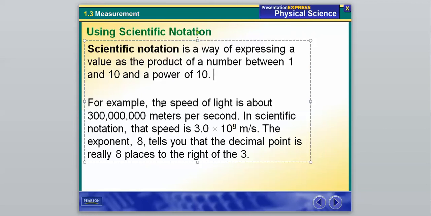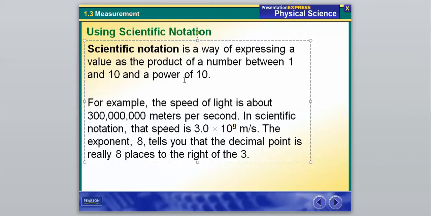For our example, the speed of light is about 300,000 meters per second. In scientific notation, that speed is 3.0 times 10 to the 8 meters per second. Looking up here, it's expressing the number 300,000 as the 3.0, and the product, so that's where the multiplication sign comes in. We always have a multiplication of the number between 1 and 10, so right here we have 3, and the power of 10. So it's 10 to the 8th power. That is how scientific notation works.